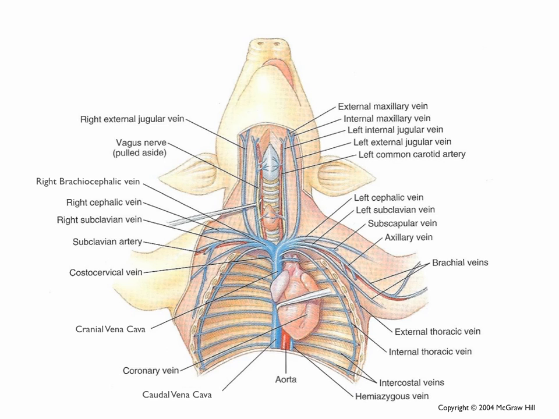Lastly, take note of the veins branching along the thoracic cage. The internal and external thoracic vein, as well as the intercostal veins, drain blood from the area between the ribs.